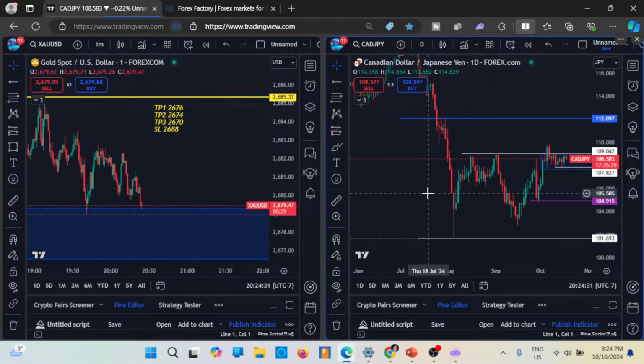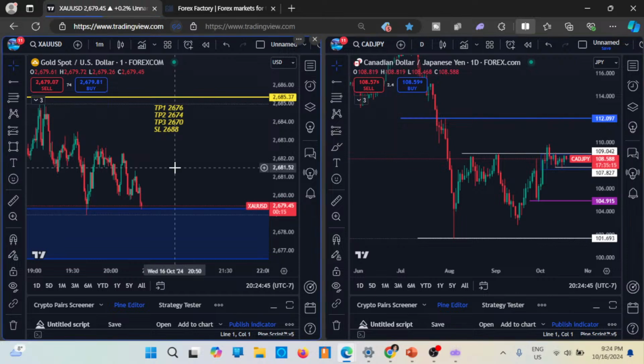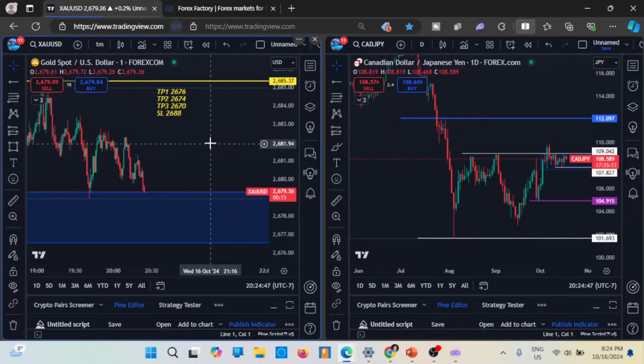Gold is going down. We are in a sell. I'm in a sell from gold, and currently price is at 26.79. I took that sell on gold that I gave out earlier. You can start taking profit now. If you want to keep holding, that's fine. Keep holding, because I do believe gold is going to keep dropping further down. First target is 26.70.